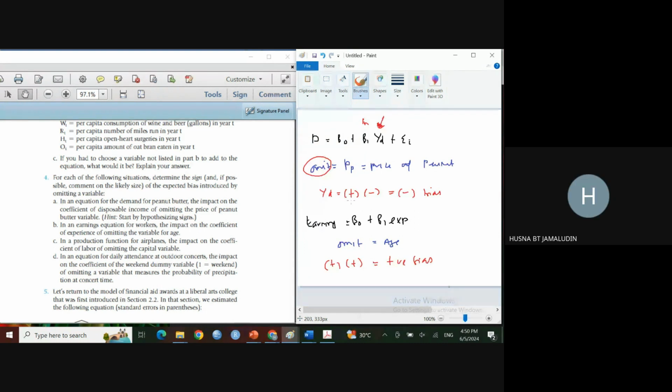And the last one, I hope that you are clear with this. But the last one, just to tell you, it has no bias. In an equation for daily attendance of an outdoor concert, this is your attendance at the concert. The impacts of the coefficient on weekend, so this is the coefficient of weekend, of omitting the variable that measures the probability of precipitation. Precipitation is raining.